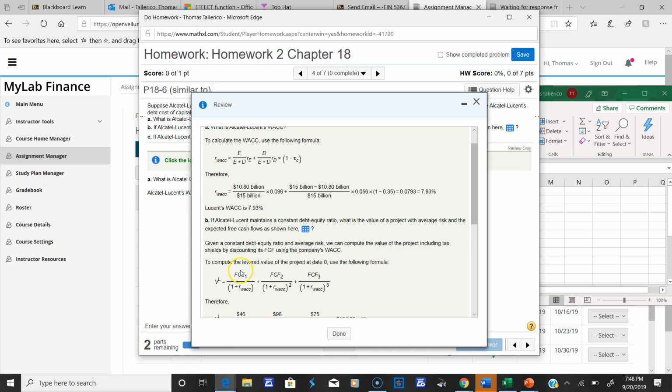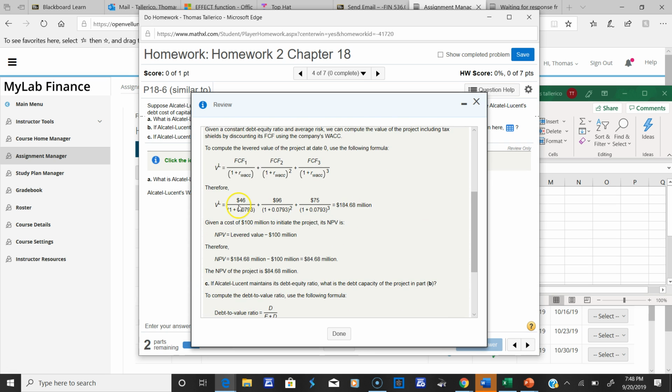And for B, all you got to do is just calculate the levered value of the company using the given free cash flows. And here is the weighted average cost of capital you would put in. So does everyone see that? That comes from part A. So the net present value comes out to be 84.68 million. So you would do this project.